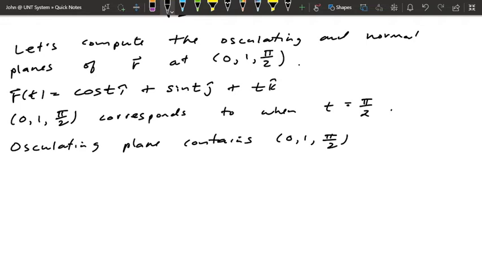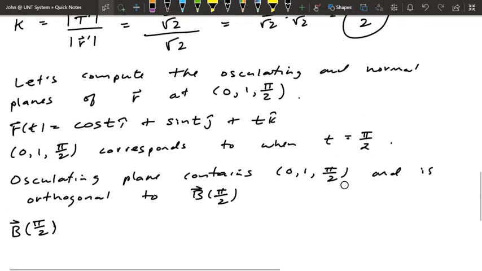So the osculating plane contains this point, and it's supposed to be orthogonal to the b vector. So we're going to need to calculate b at t equal pi over 2.